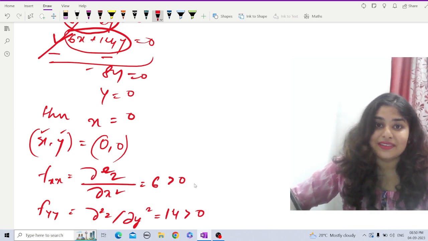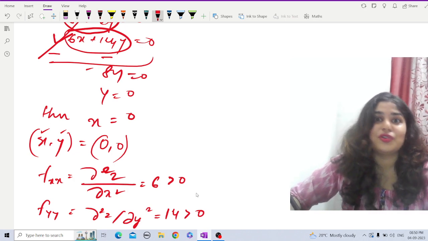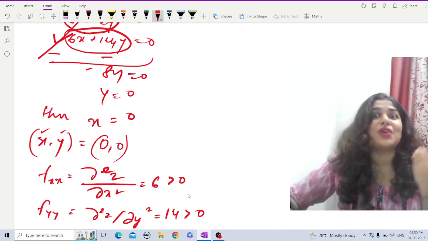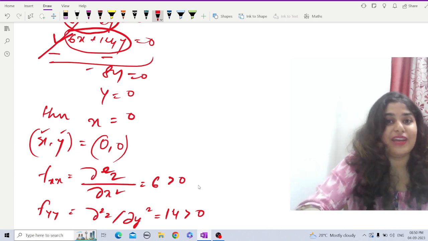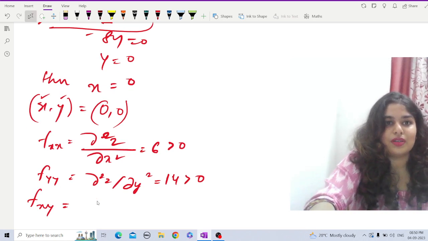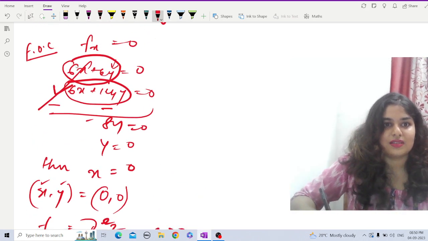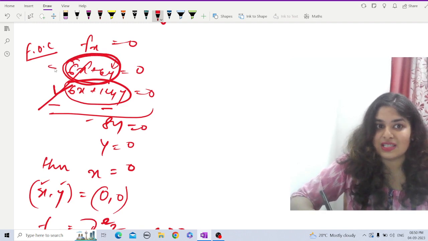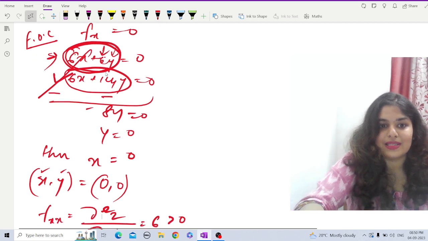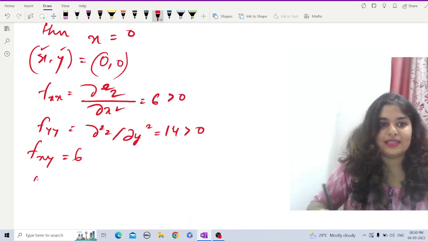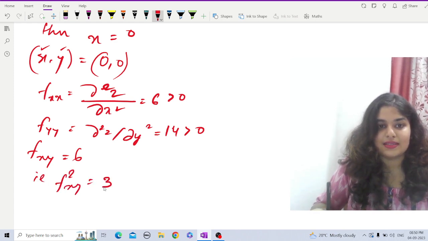So one thing is clear, either I am going to get a minimization point or a point of inflection because our second order derivatives here have the same sign, right? So I have to now check the combination. For that I need fxy. Now fxy is equal to how much? This is fx, 6x plus 6y. Now if I take the derivative of this with respect to y, then I get 6. So the answer here will be 6. Correct? That is, the square of this value is 36.